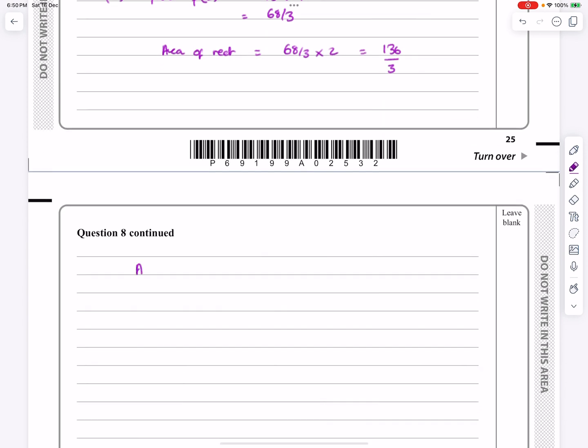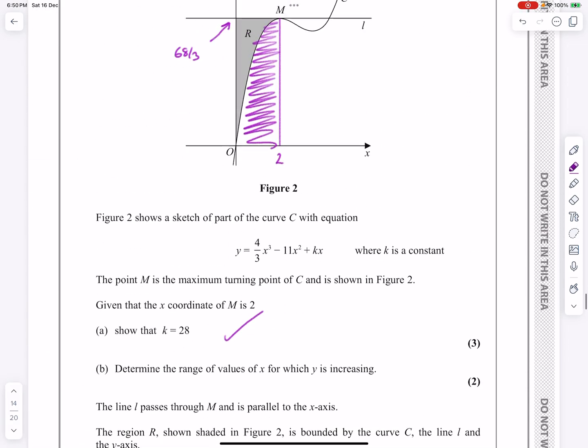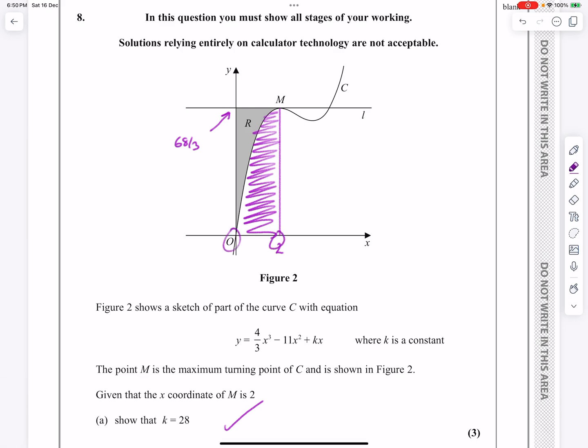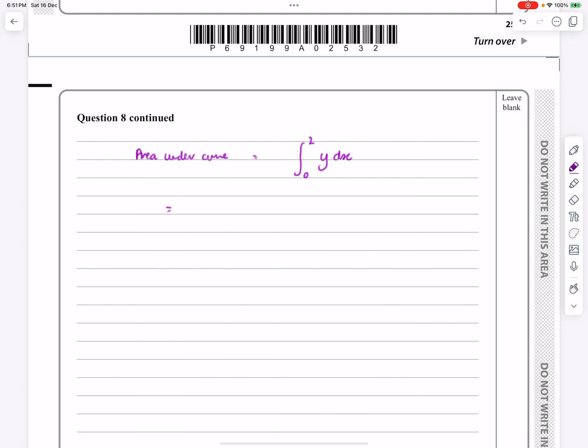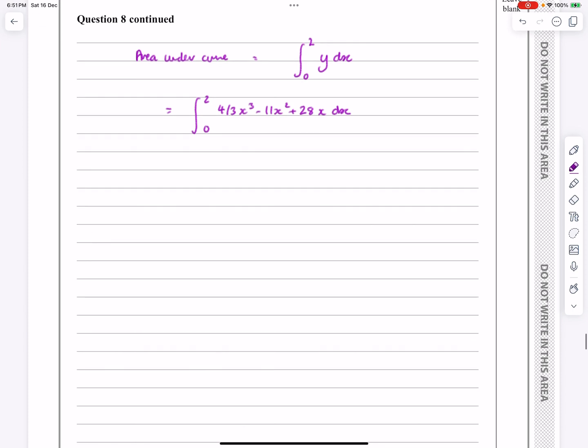If I now want the area under the curve, that is always the integral of y dx. Where am I doing it between? I'm doing it between 0 and 2 here, so that's nice and easy, no difficulties in working out the limits. So that's going to give me the area under the graph, between 0 and 2. The integral of y dx is the integral of 4/3 x cubed minus 11x squared plus 28x dx. And it's just a matter of going through and doing this now. Hopefully this shouldn't cause us too many problems.